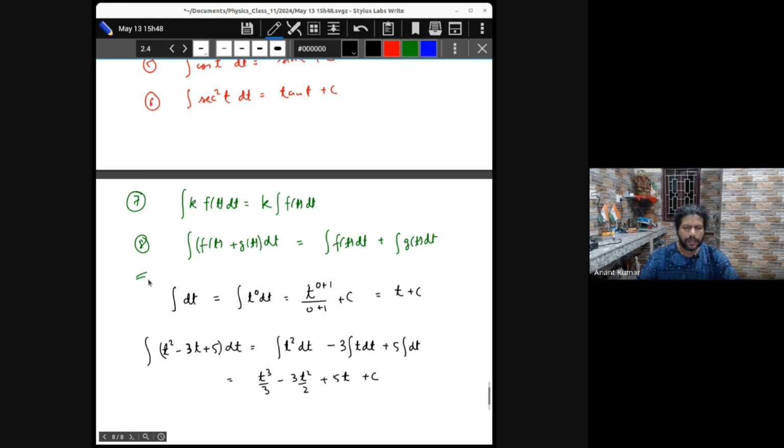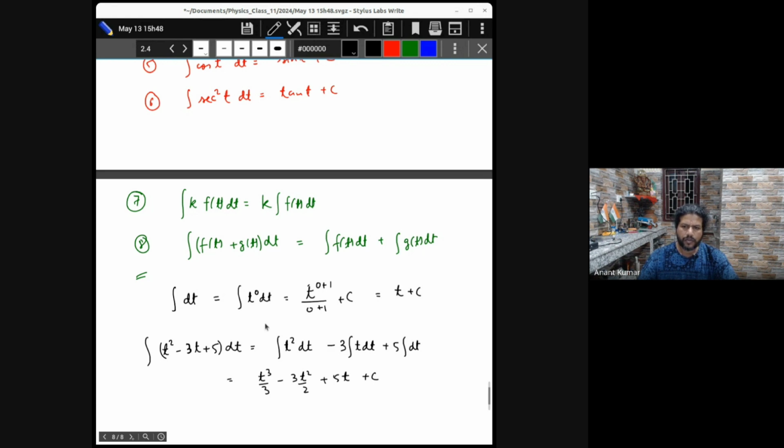I hope it won't be a problem if the variables are different, by the way. मान लो variables अलग भी हैं, जैसे instead of t dt we have x dx. The result will still be the same. The only thing we have to do is replace t with x actually. Okay.